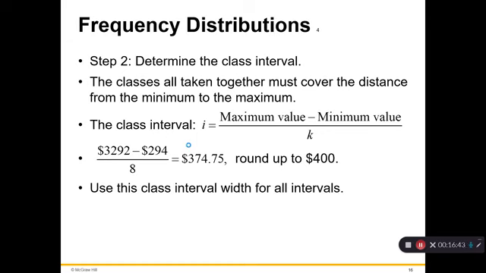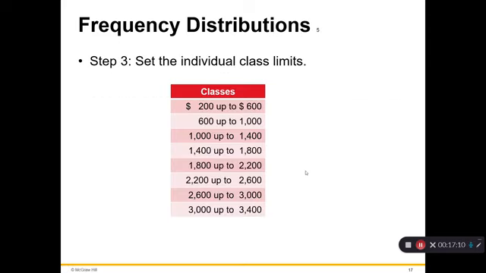The second step is we need to find the class interval. The formula for class interval is maximum minus minimum value divided by the number of classes, k. We already identified max and min in the data set, and we get an interval of 374.75, and we can round it up to 400. Now we can use this class interval to set the class limits.